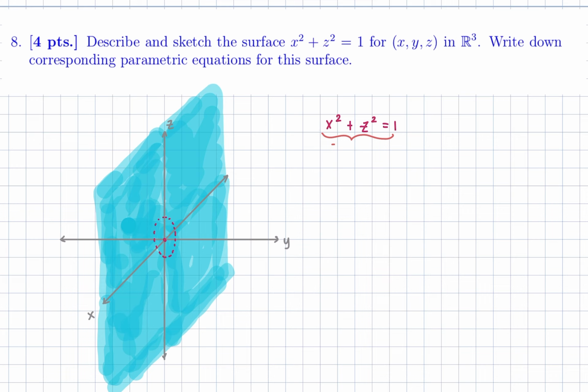Now, y can be any real number. That circle gets extruded infinitely along the y-axis. So if I extrude this circle, like I mash up a bunch of circles next to each other, it's going to form this cylinder.